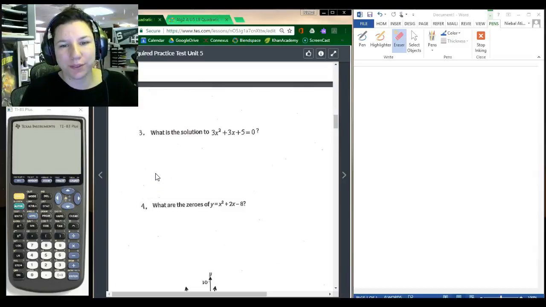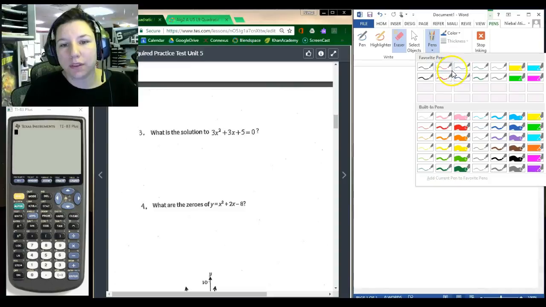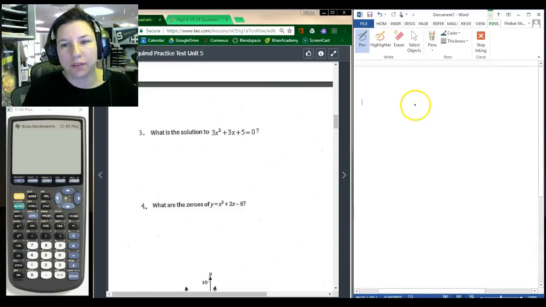Number 3, what is the solution to 3x squared plus 3x plus 5 equals 0? So hopefully by working through this unit you've realized there's a couple different ways to solve quadratics.